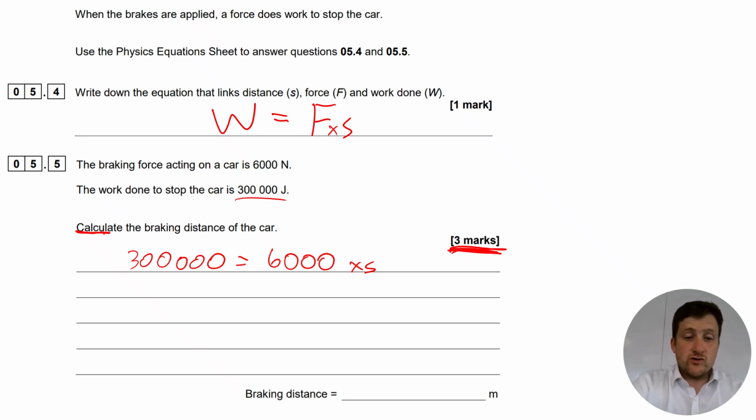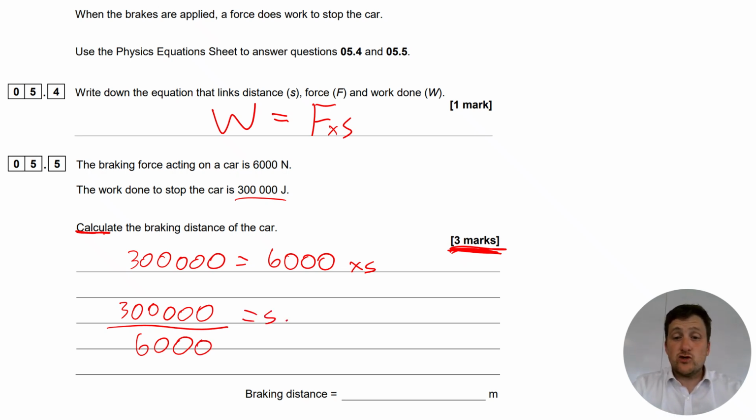We are then going to do the opposite function for 6,000, so we're going to do 300,000 divided by 6,000 equals S. That's going to get us the 2nd mark because we've shown we know how to solve for S. And then if we do that calculation, the braking distance is 50 meters. That's our 3rd mark for this question. Make sure you can put the numbers into the equations.